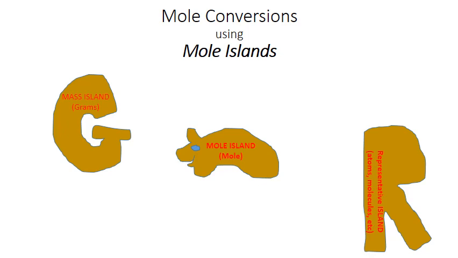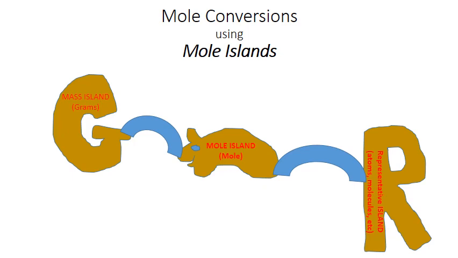And the one thing I want you to remember is that in order to go from one island to the next, you're going to have to cross a bridge. So we have a bridge that goes from the mass island to the mole island, and a bridge that goes from the mole island to the representative particle island. In order to get from one island to the next, you have to go over a bridge, so you're going to have to do a conversion.